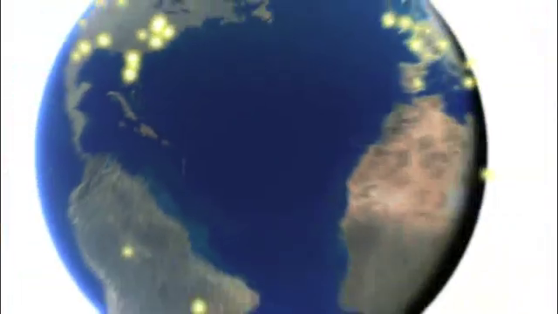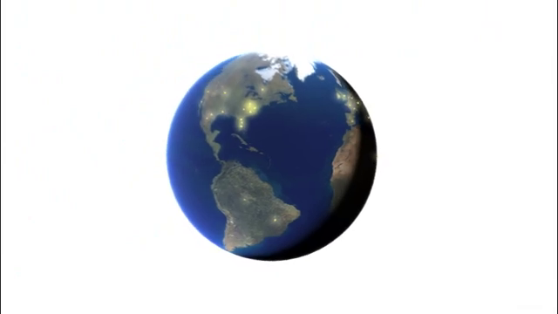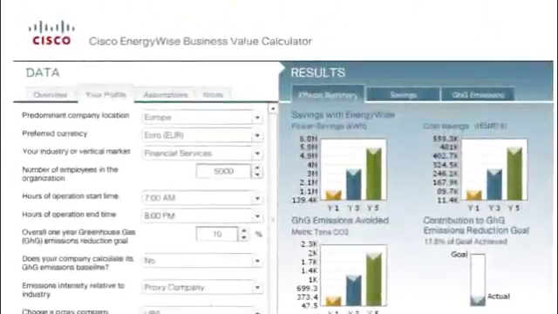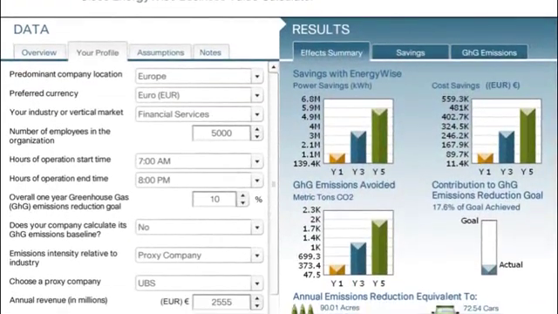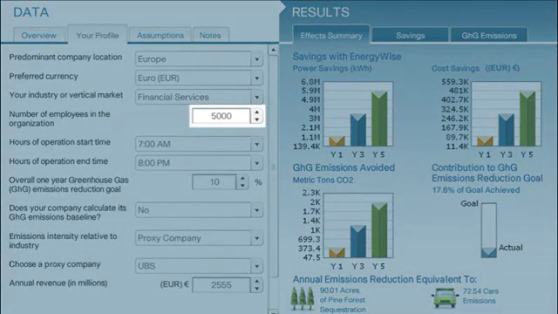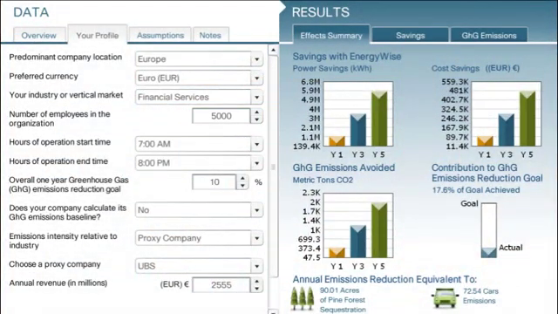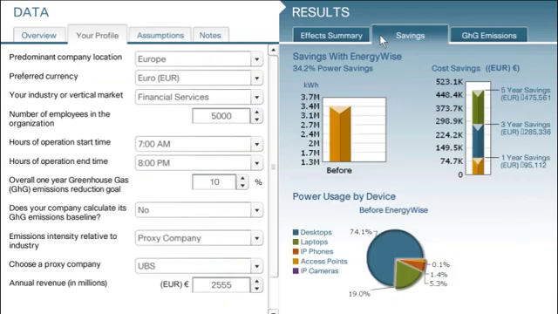Now imagine the savings you can achieve as you scale these capabilities throughout a geographical region or around the world. Let's look at a practical example using the Cisco EnergyWise calculator. Consider a financial services company based in Europe with 5,000 employees. Each employee has a laptop computer and a desktop IP phone. You can see here the annual power usage and costs before using Cisco EnergyWise.